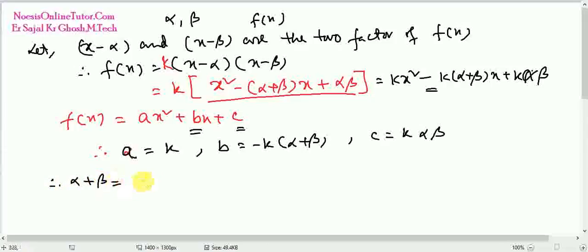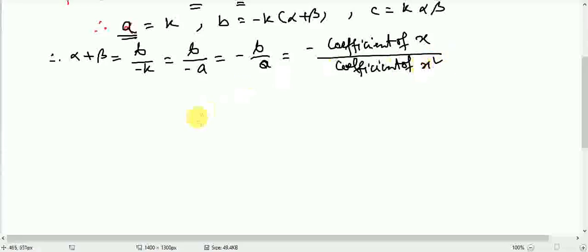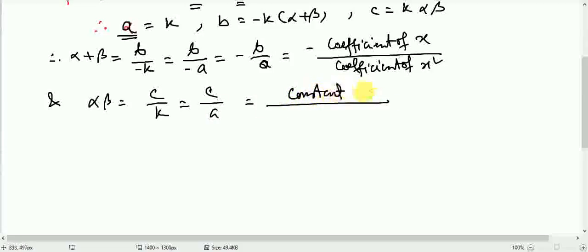Now alpha plus beta equal to b by minus k, that means b by, what is the value of k? a. Minus, equal to minus b by a, same as the earlier slide. Okay, that means minus coefficient of x by coefficient of x square proved, and alpha beta equal to c by k equal to c by a. This is equal to constant by coefficient of x square. Okay, this is a proof.